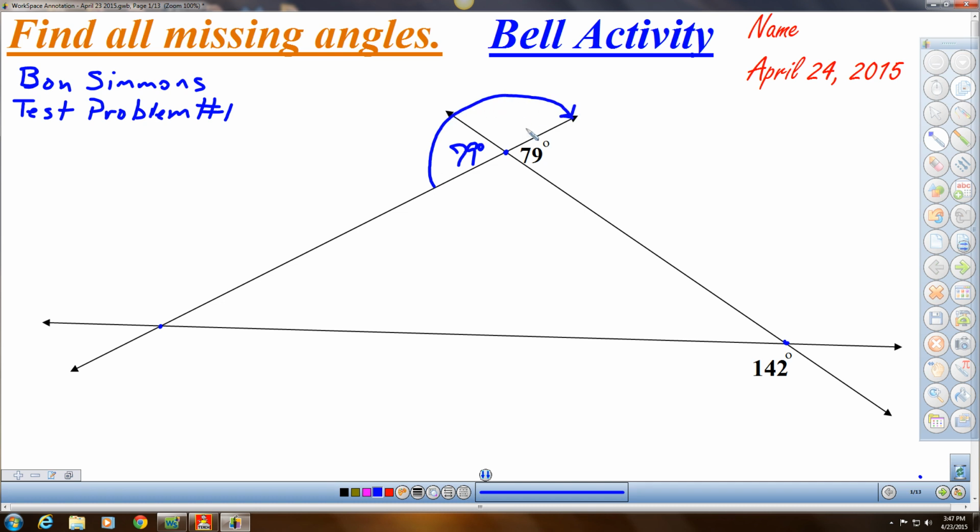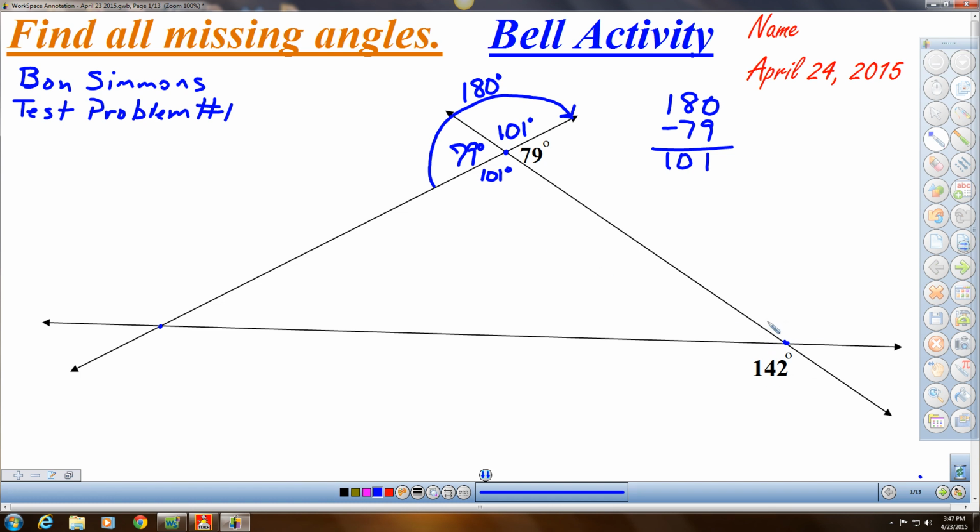They're supplementary. These 2 angles are supplementary, which means that they make 180 degrees when I add them up. The rule is that whenever I subtract this given angle from 180, so 180 minus 79, when I subtract that I'm going to be left with this missing angle. So when I do 180 minus 79, I'm left with 101 degrees. So this is 101 degrees here, which vertically, straight across the vertex, is also 101. They are congruent to each other.